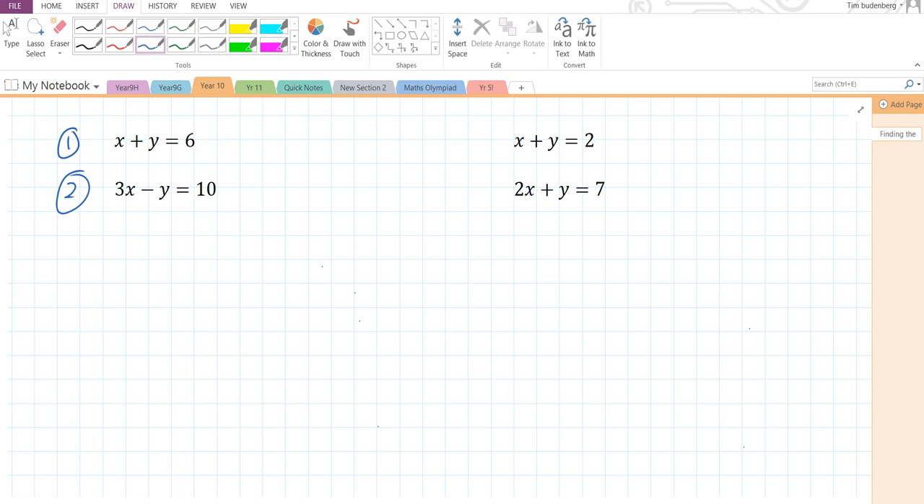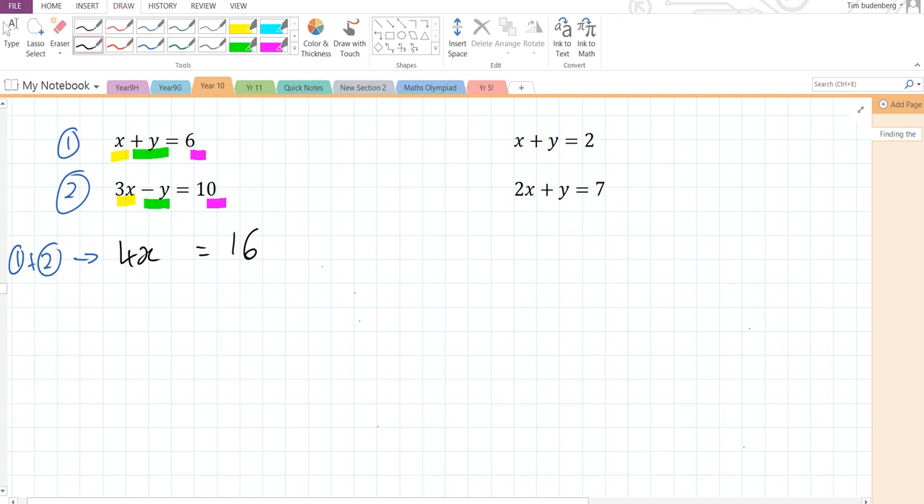Now, if I add 1 and 2 together, we're going to get a third equation, and we're going to see something quite interesting happen. So I'm going to say 1 plus 2 results in, well, this. x plus 3x is 4x. Positive y plus negative y is 0. 6 and 10 is 16.